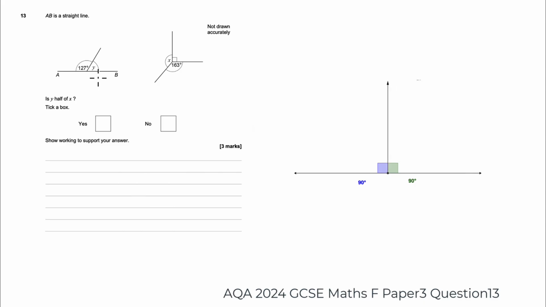There's our 90 degrees on either side. Let's do it on the opposite side. Both of these angles add up to 180. They're called supplementary angles.